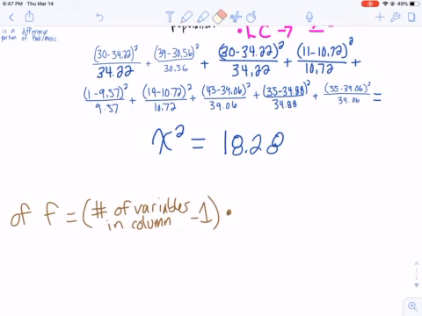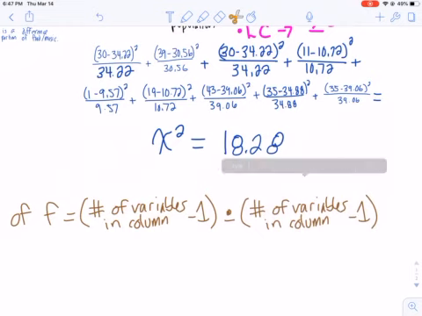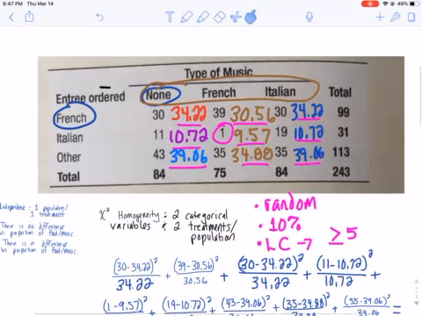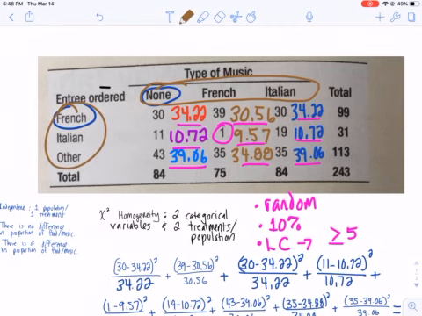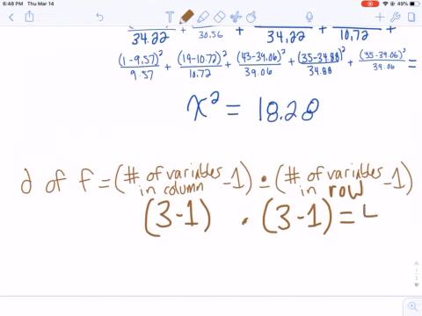I'm just going to do some copying and pasting here. Save us some time. Copy. Paste. Boom. Instead of columns, change it to row. So if we look up here, in this case, let's take a look at our columns. We've got 3 here, French, Italian, and other for our entrees. We've got 3 for type of music. Ends up being the same in this case. It doesn't always end up being that way. So 3 minus 1 times 3 minus 1 gives me 4. So my degrees of freedom for this Chi-Square test is going to be 4.